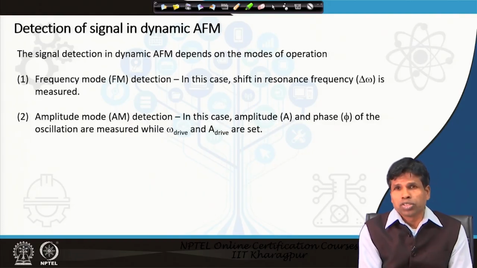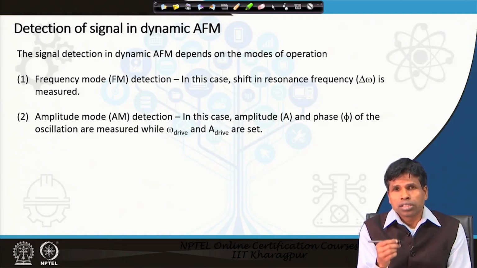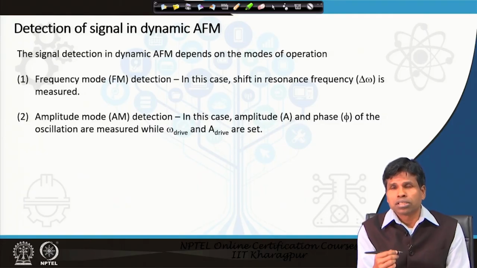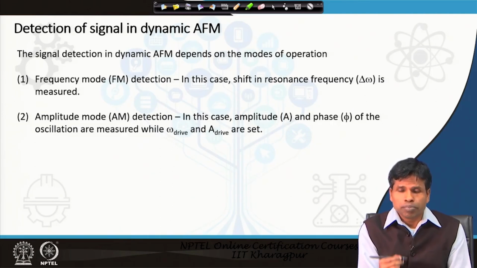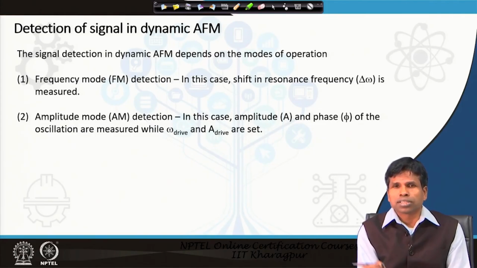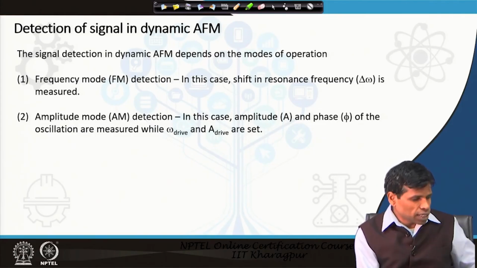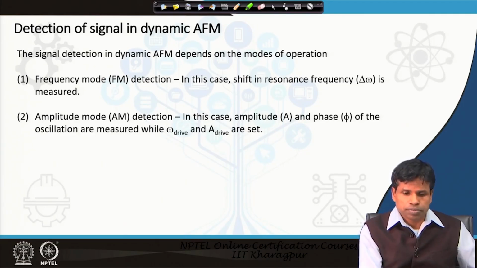The second mode is called amplitude mode of detection, where the AFM probe oscillates with a particular amplitude, and that amplitude may change when the tip sample gap changes. The oscillation amplitude varies when the tip sample distance or gap changes, and by measuring that amplitude, we can measure the gap between tip and sample, and that gap between tip and sample tells us about the surface topology and can be used for creating the surface topology.